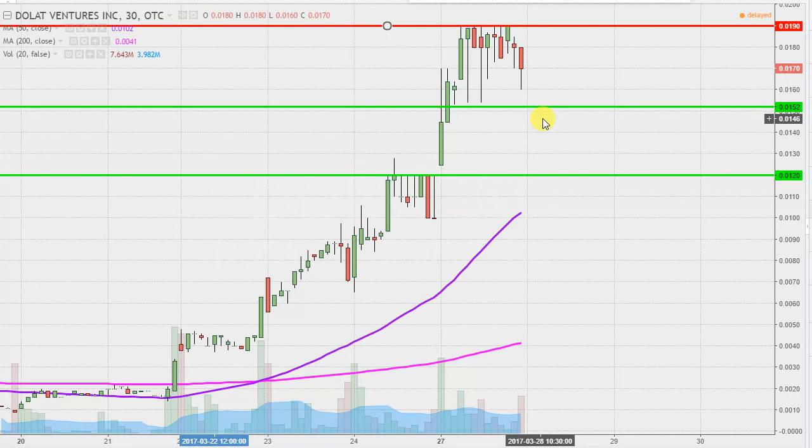All in all, though, good solid day, and as long as the price keeps on building these higher lows, the long-term chart will continue to take care of itself.